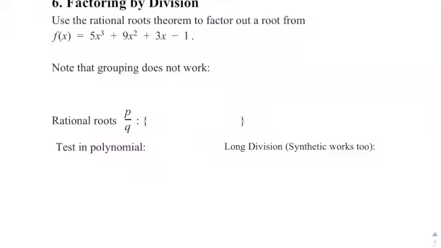So you can see that grouping is not going to work because if we factor out an x squared, we'd have 5 and 9, and then we're not going to be able to factor anything out to get a 5 and a 9. But we're going to use our rational roots.